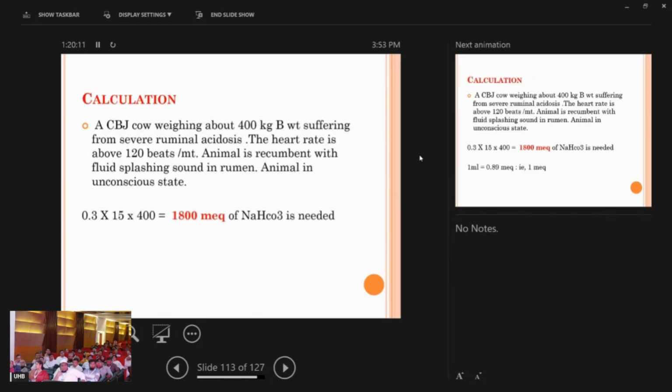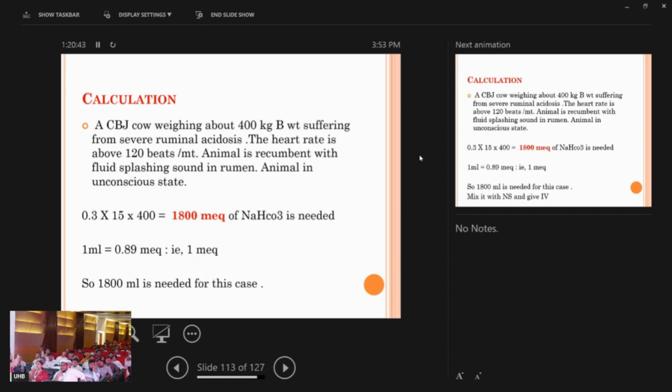So, for example, a cow with 400 kg of body weight with ruminal acidosis, the heart rate is more than 120, animal is recumbent with fluid passing sound. So what will be the base deficit? It's severe. So 0.3 into 15 into 400 is equal to 1800 milliequivalent. So how much ml? 1800 milliequivalent, 1800 ml of sodium bicarbonate is needed in this case.